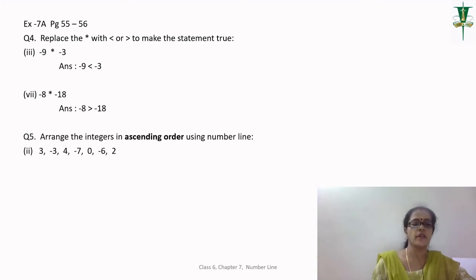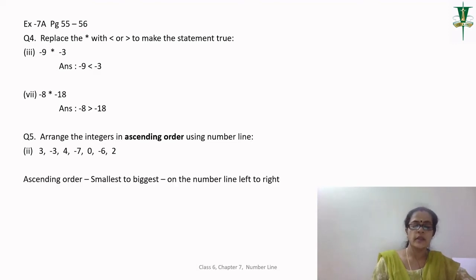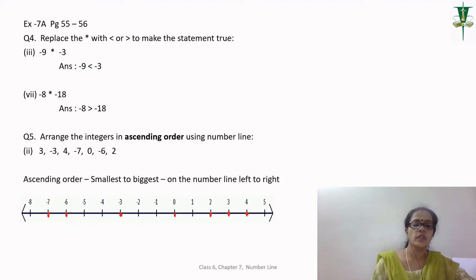Let's go to question 5, where they are asking us to arrange the given integers in ascending order but using the number line. Ascending order means what? Smallest to the biggest number. So draw your number line and indicate all the given numbers on the number line. Then simply read the indicated numbers from left to right in that order. So in our case, it will be -7, -6, -3, 0, 2, 3, and 4. So your answer will look like this.